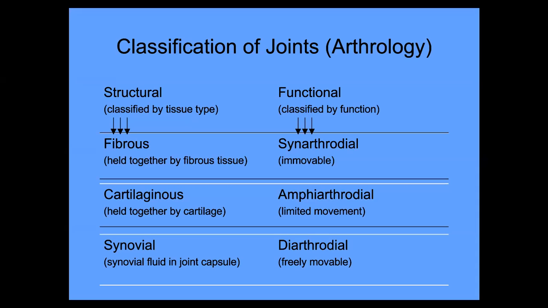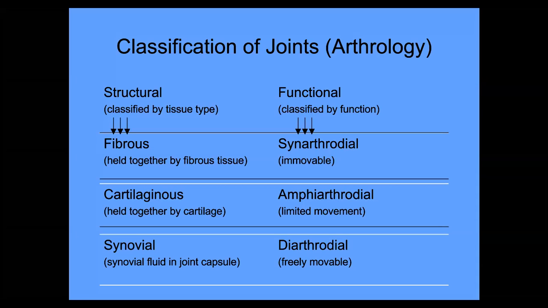The primary classification system of joints described in Gray's Anatomy, and also used in this textbook, is based on the three types of tissue that separate the ends of bones in different joints. So these three classifications by tissue type, along with their subclasses, are as follows. So we have fibrous joints. These are held together by fibrous tissue.